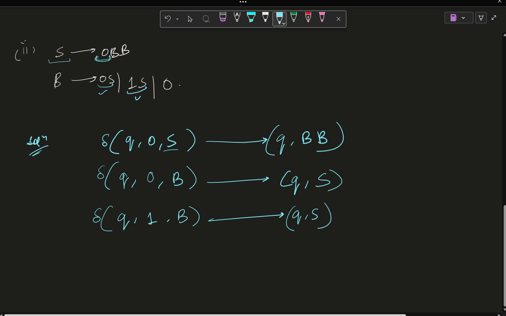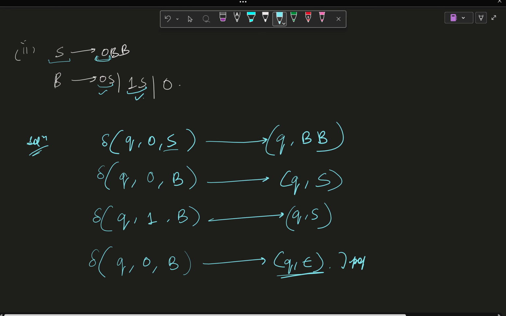So we are done with this production rule as well, and then delta(Q, 0, B) goes to (Q, null). So this here is a pop function, and these are all push functions.